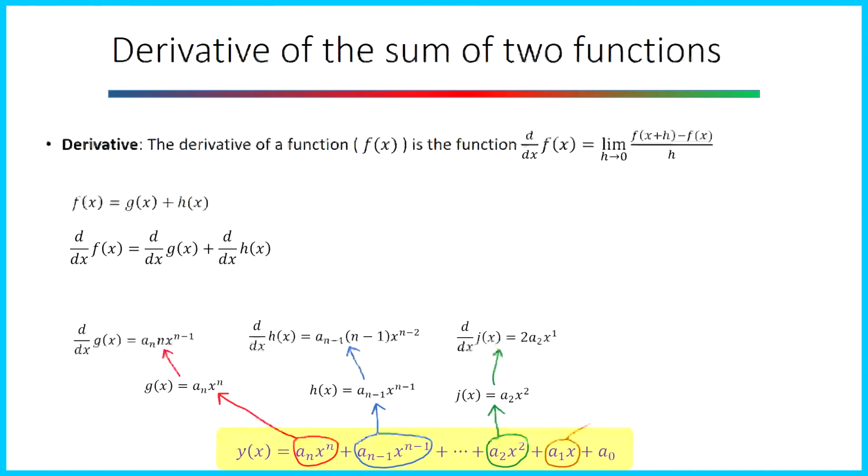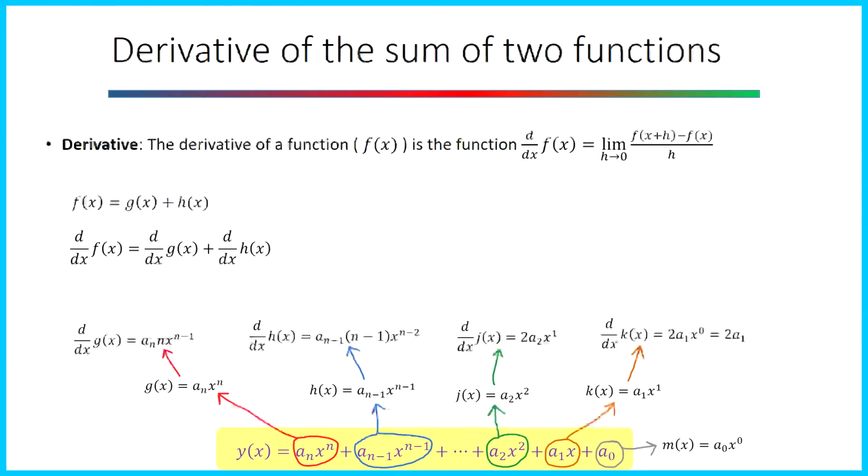We'll then say that k of x equals a1 x to the 1, which has a derivative of 2a1 x to the 0. And since x raised to the exponent of 0 is simply equal to 1, we know that this derivative simplifies to 2a1. Finally, we'll write that m of x equals a0 times x to the 0. Note that I'm writing it like this because, of course, multiplying by x to the 0 is simply multiplying by 1. But putting it in this form, we can take the derivative using the equation we used before.